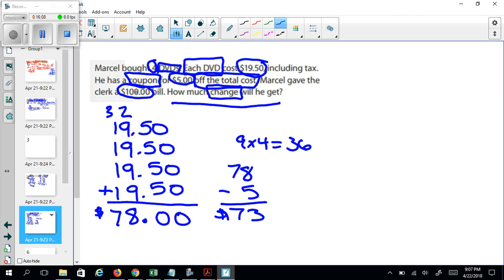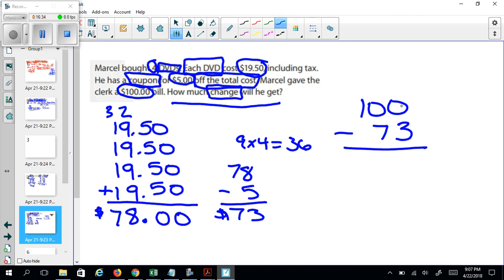Now, he gives a $100 bill. We need to know how much change he's going to get. Remember, you're not going to give a $100 bill and then get $173 back in change. You're going to get less than what it is that you gave. So we're going to have a number less than 100. So in order to do that, we need to subtract. So we're going to do 100 minus $73.